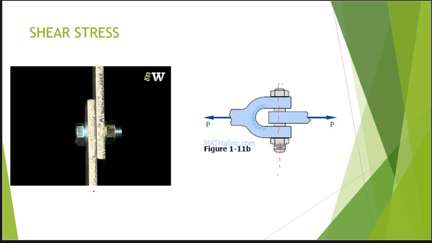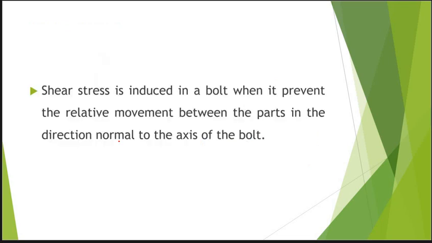Here also, if you are applying a force P on these two plates, the bolt is trying to prevent the motion of these plates perpendicular to the axis of the bolt. The axis will be along this direction, and the motion is perpendicular to the axis of the bolt. The bolt is preventing the motion, so there will be induced shear stress in this threaded member.